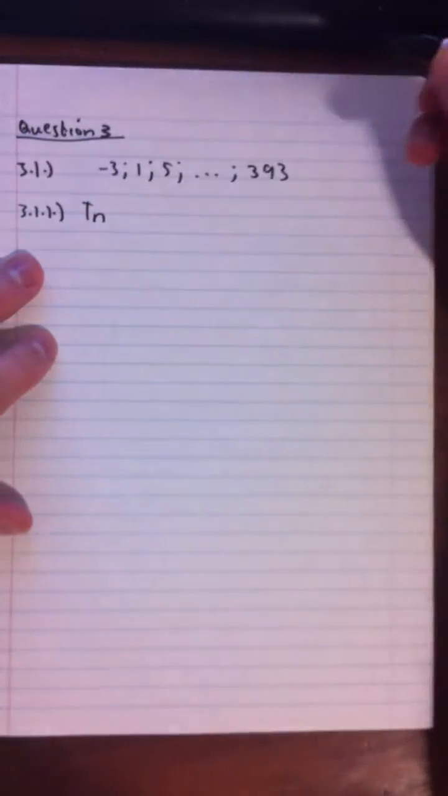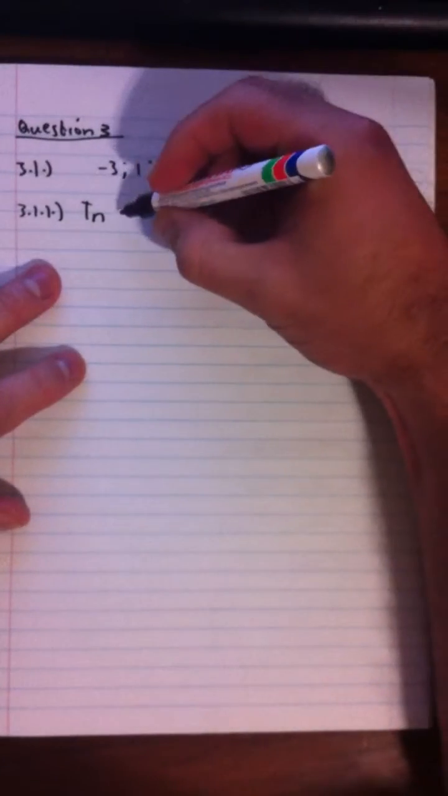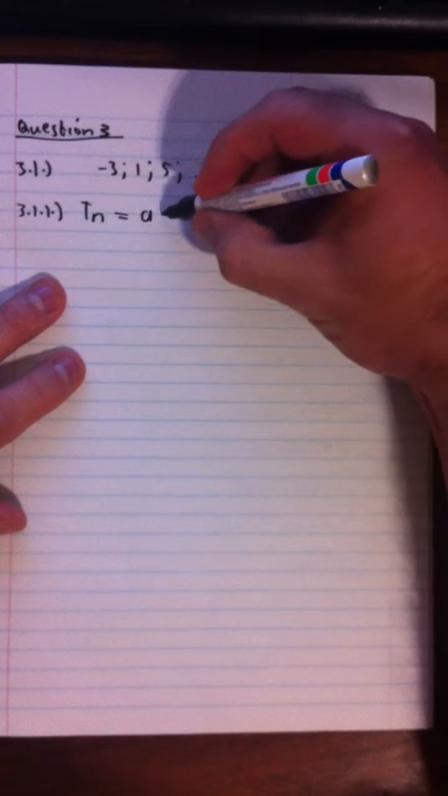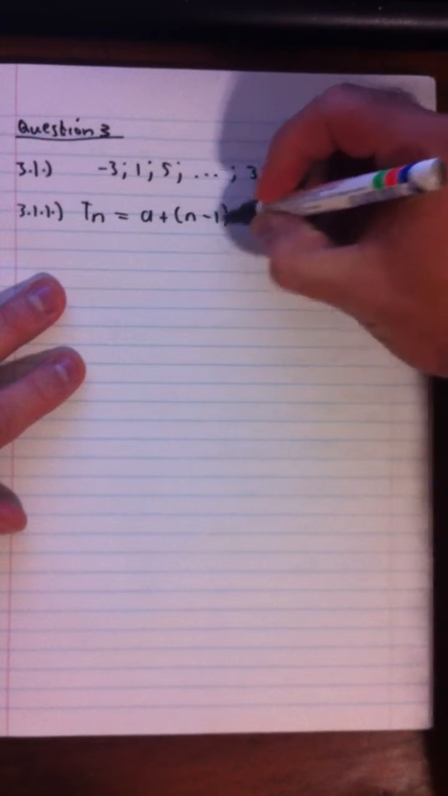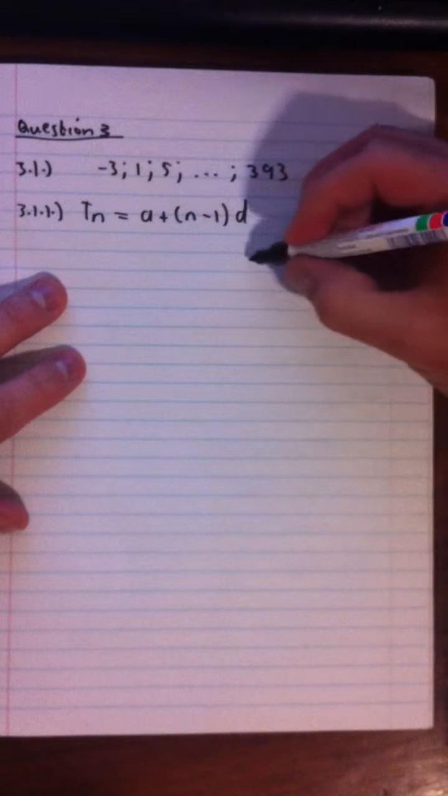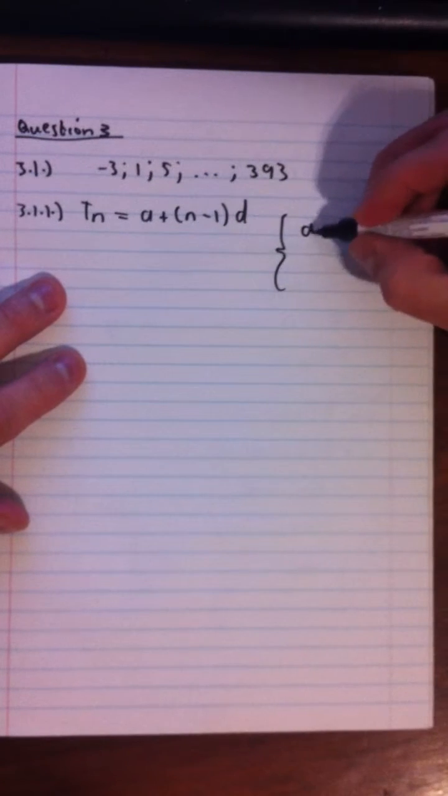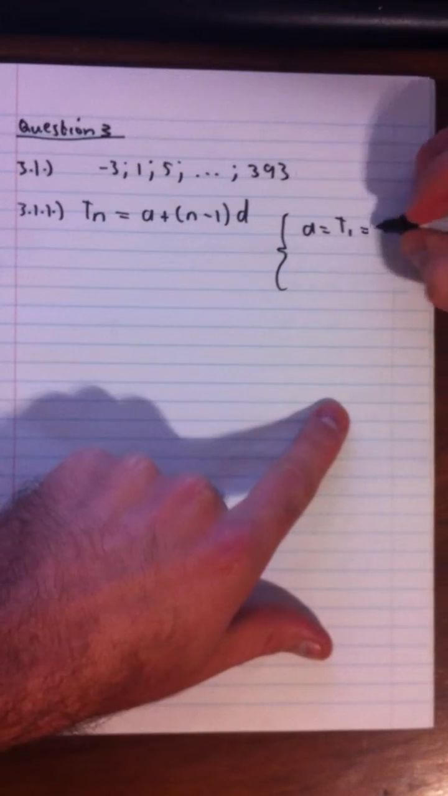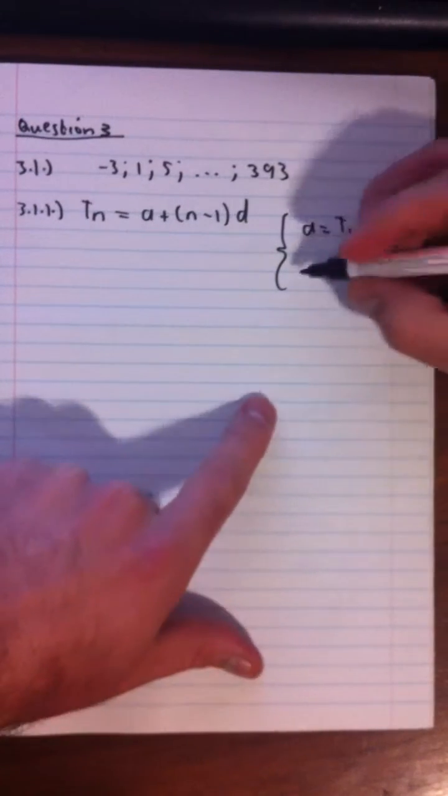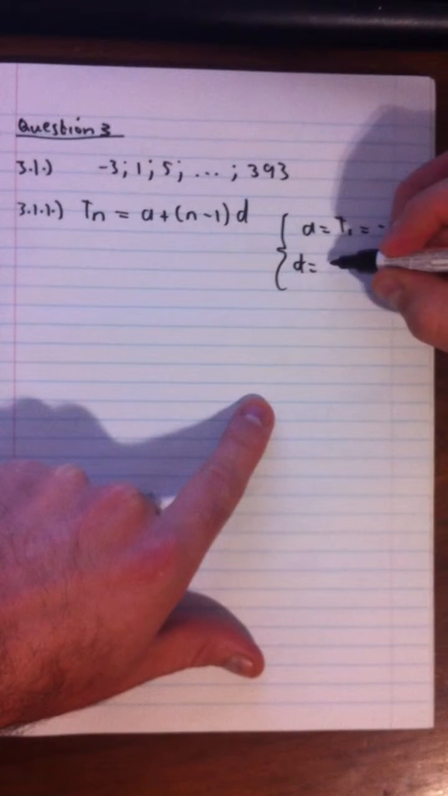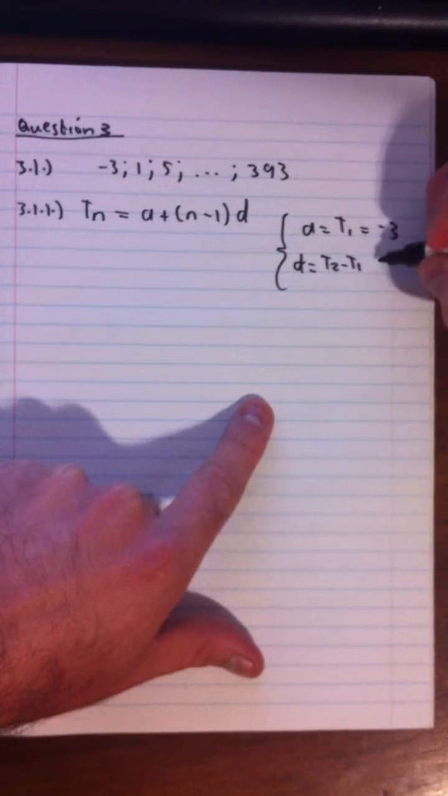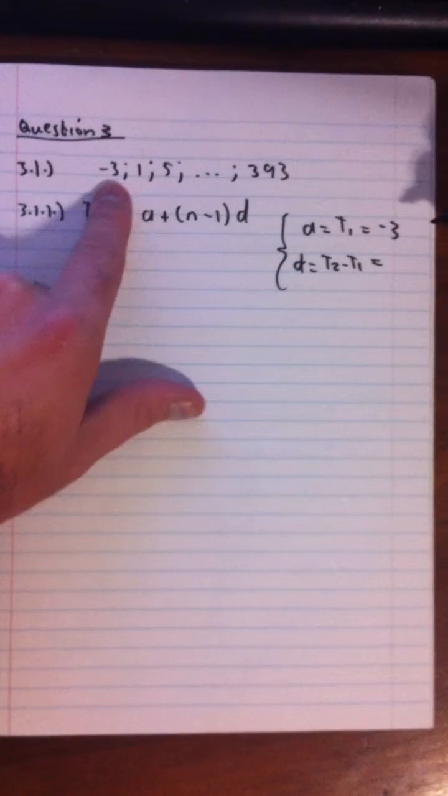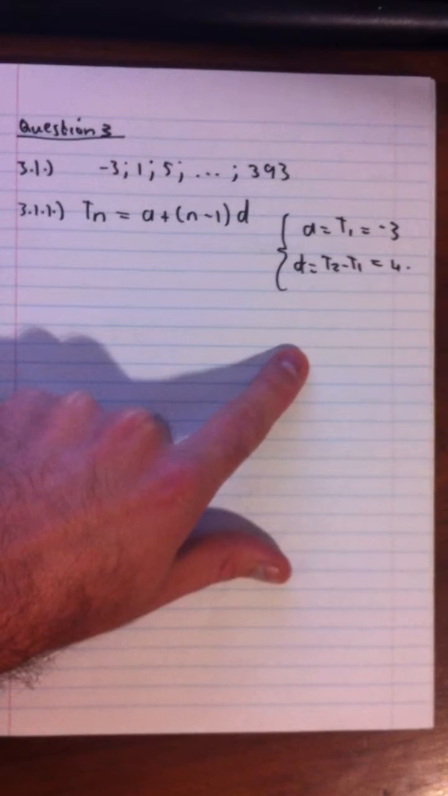So for the nth term of the sequence, we know that it's an arithmetic sequence. The formula for that is a plus n minus 1 times d, where a is your first term, which in this case is -3. And d is your common difference, so term 2 minus term 1, and in this case 1 minus -3 is 4. So we can just fill that in here.